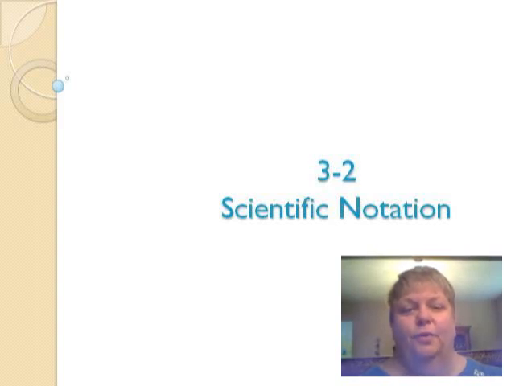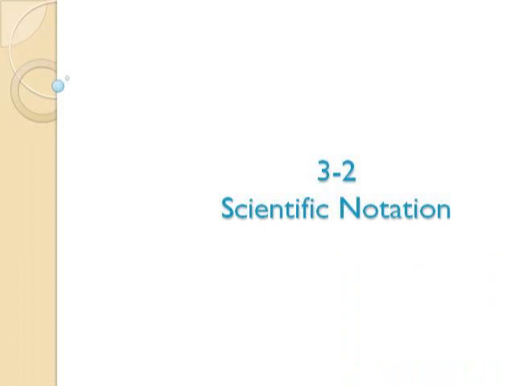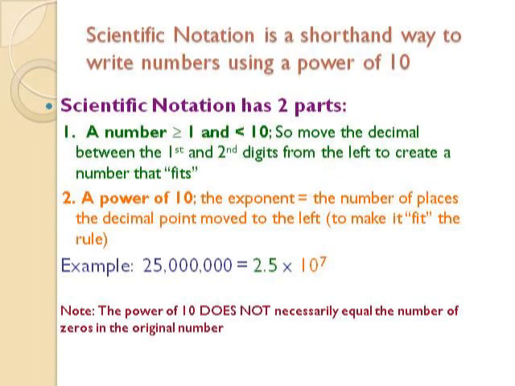Lesson 3-2, Scientific Notation. In this lesson, we are going to talk about how numbers can be represented in a different way. This is normally reserved, using scientific notation, for really large or really small numbers, but we'll be looking at all sorts just to do some practice and understand exactly what we're talking about. So scientific notation is a shorthand way to write numbers using a power of 10.